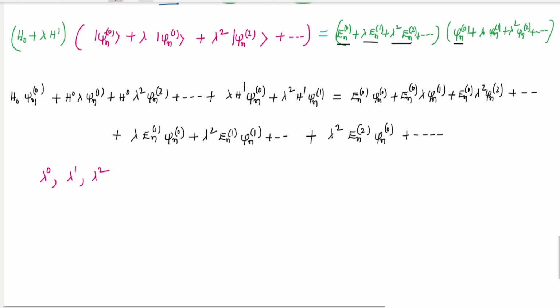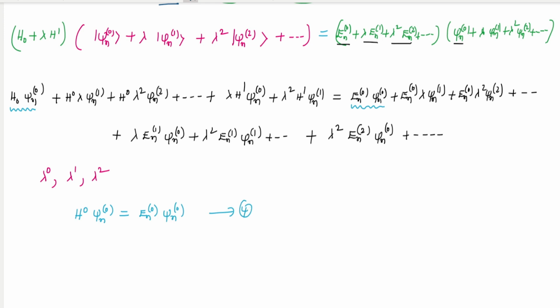Comparing the LHS and RHS sides. The first one we compare is lambda power 0. Only this one and this one are there; for the remaining terms lambda is 0. Therefore the first equation is H naught psi n power 0 equals E n power 0 psi n power 0. This is equation number 4.